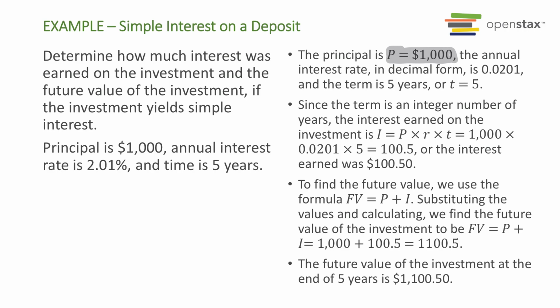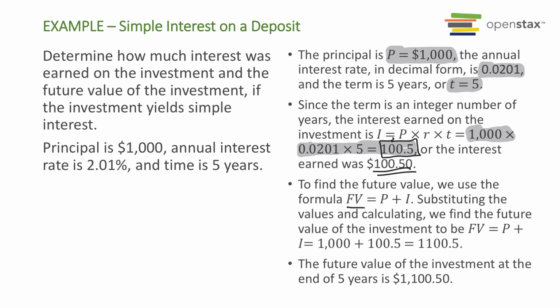Converting 2.01%, we just move the decimal place 2 to the left, and that gives us 0.0201 as our annual percent rate, and then our time is going to be for the 5 years. And so we calculate the interest by doing 1,000 times our rate times 5, which is our years. And so we're going to gain $100.50 in interest. So that is the interest earned.